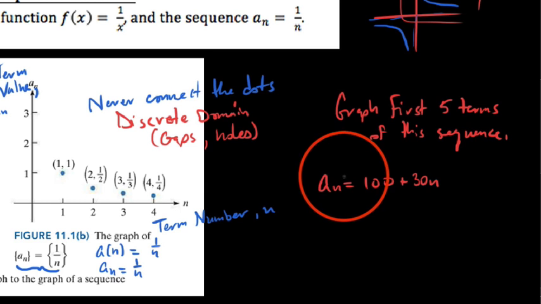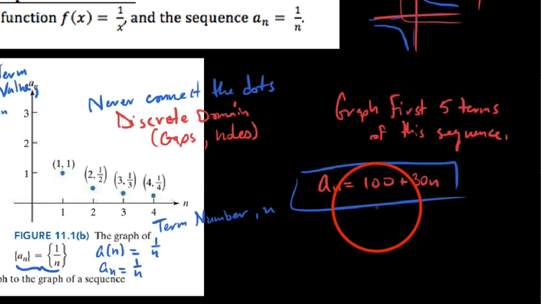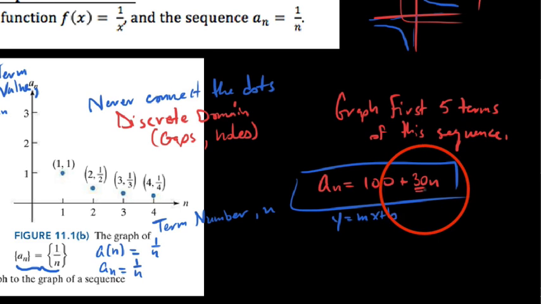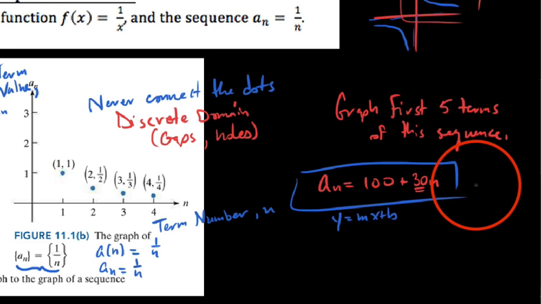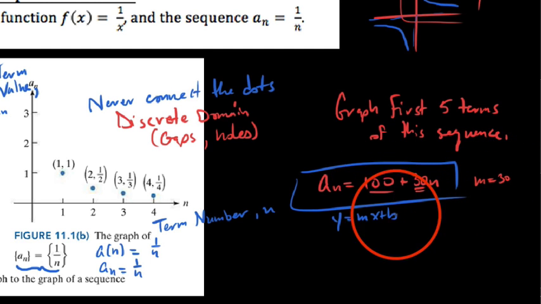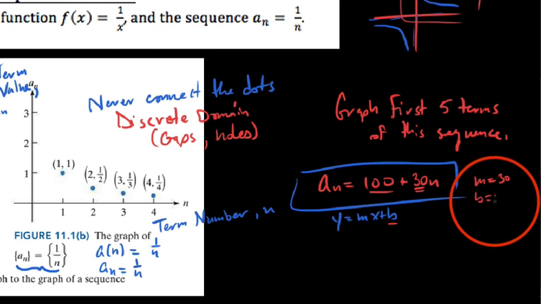Essentially, if I wanted to graph the first 5 terms of this, I would say that this looks very linear to me. And so for linear things, recall that our slope or our rate of change is the coefficient of our variable here. So I would say that n, its coefficient is 30. So it's got a slope value of 30 for a function, and then our b value, this constant here, b would be 100.